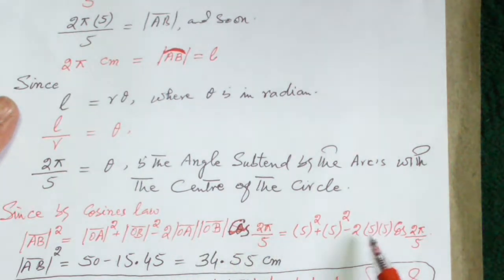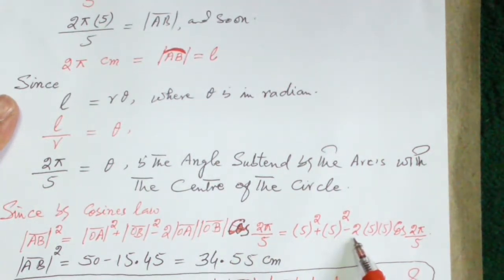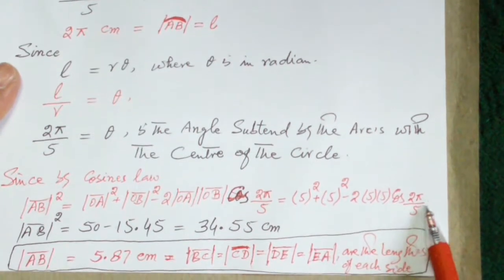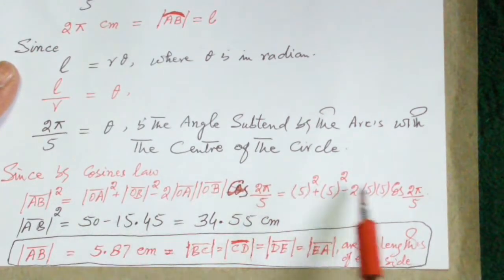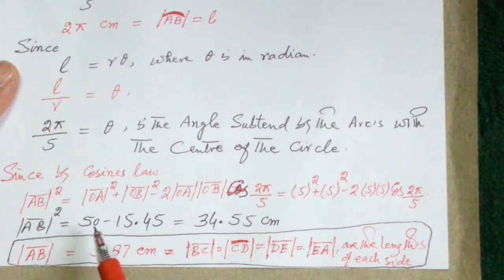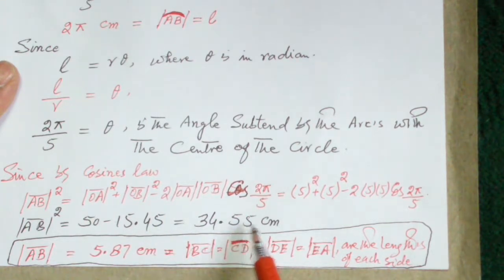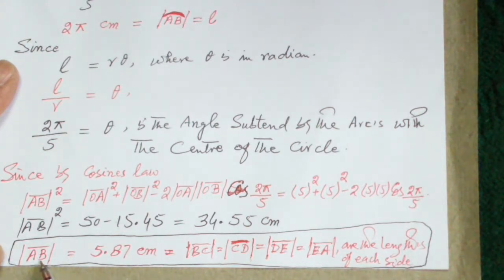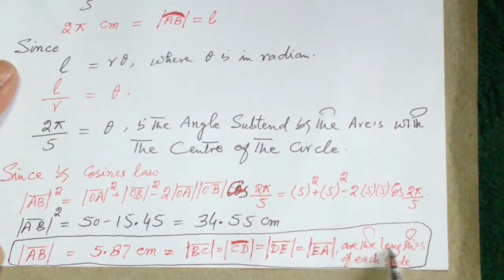Substitute these values in the cosine law. After the calculation we get 5 whole square plus 5 whole square minus 2 multiplied by 5 multiplied by 5 cos of 2 pi divided by 5. After the simplification, we get AB whole square is equal to 50 minus 15.45, which is equal to 34.55 centimeter square. So AB, the length of one side of the pentagon, is equal to 5.87 centimeter, which is equal to BC, CD, DE and EA. These are all the lengths of the sides of the pentagon, which is required.